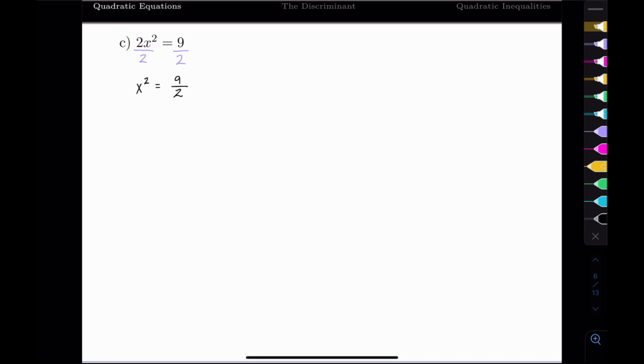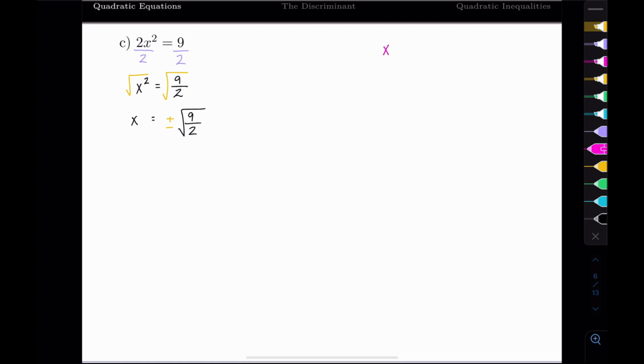And now remember, to get rid of a square, we're going to take a square root of both sides. And that leaves us with x equals the square root of 9/2 over here. But remember, anytime you take a square root, you need to put a plus and a minus out front. And this gives us 2 possible solutions.